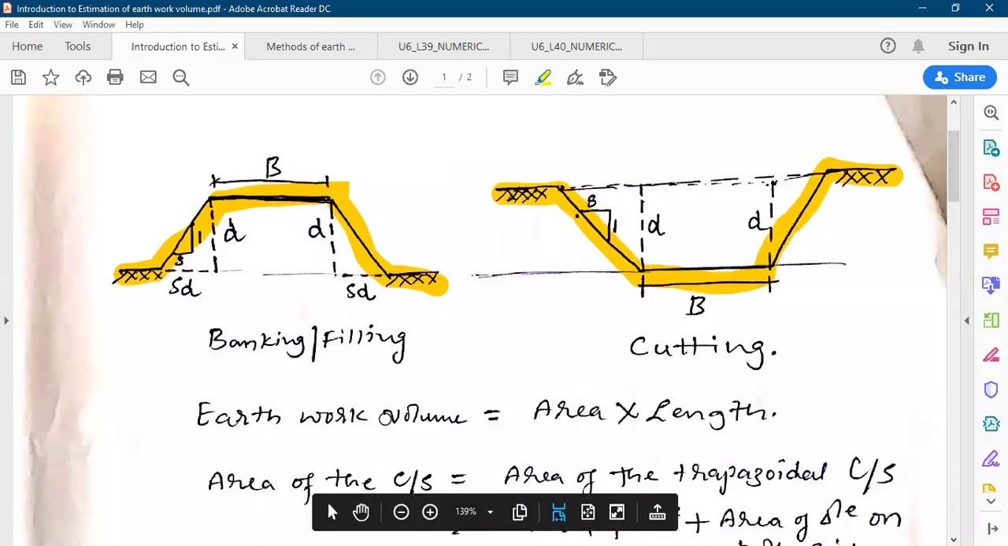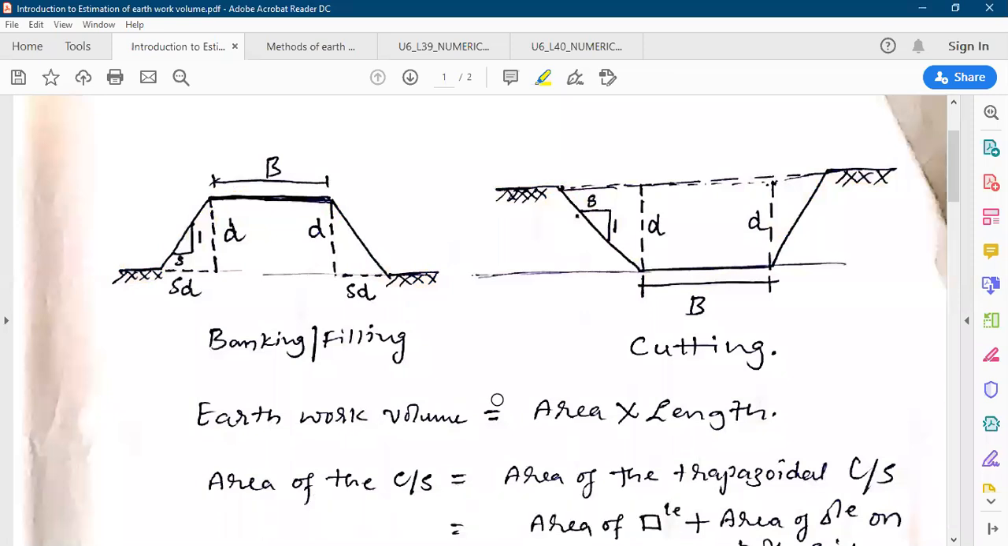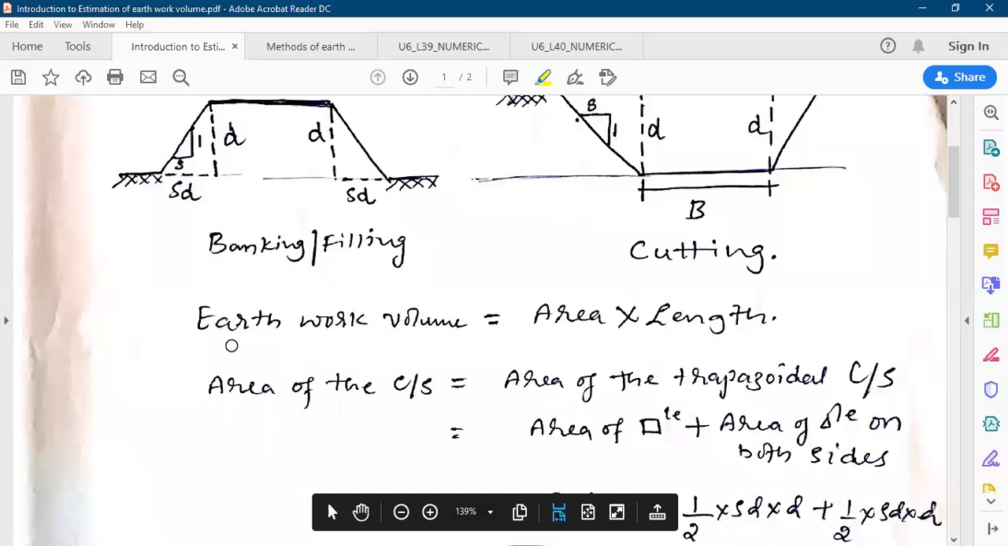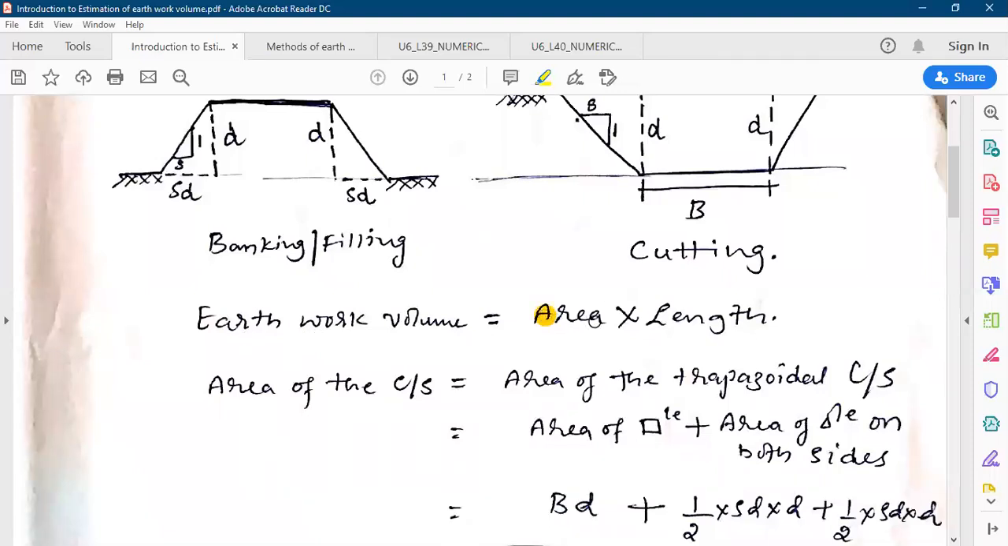To calculate the earthwork volume required for cutting and for filling, we have to follow these steps. We can calculate the earthwork volume using this formula, that is area by length. Now we have to identify the area of this cross section. This is trapezoidal in shape, so we have to identify the area of this cross section.